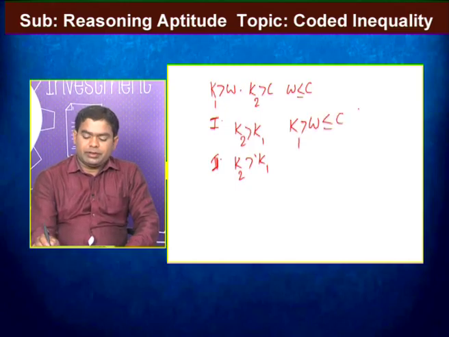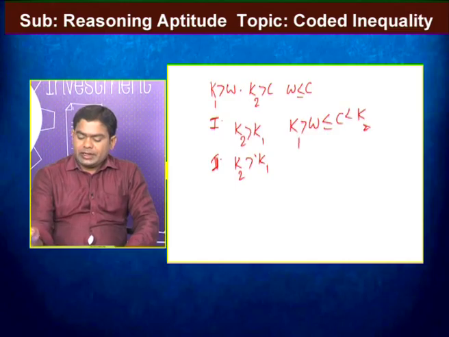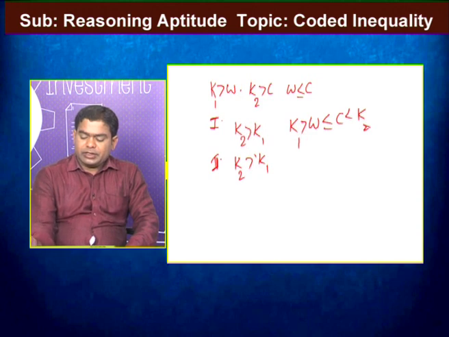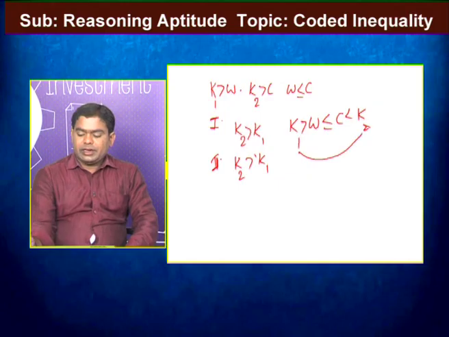First of all, we combine the given statement. That one is K1 greater than W, W less than or equal to C. C is related with K2. Here the arrows are towards the K2 side. That means indirectly, C less than K2.